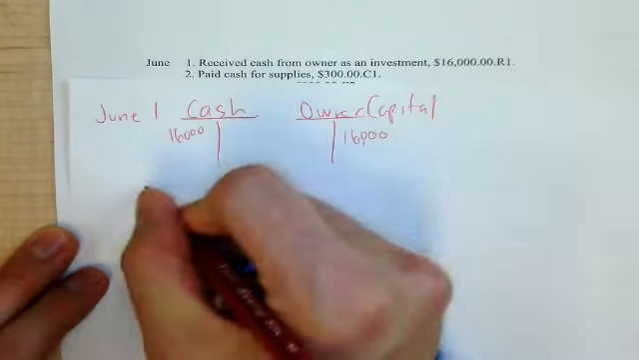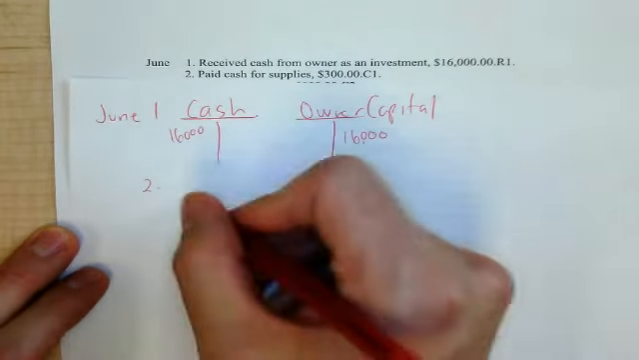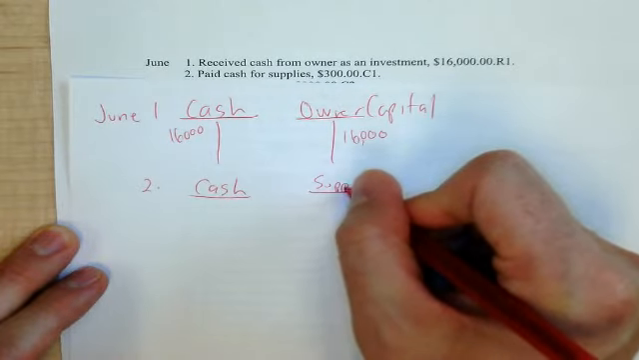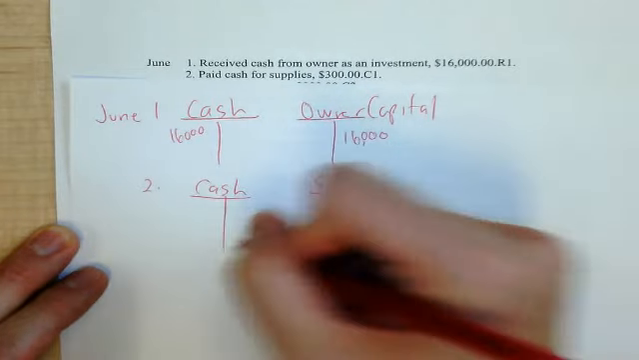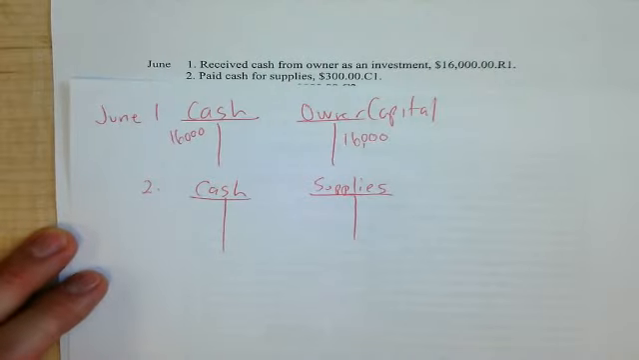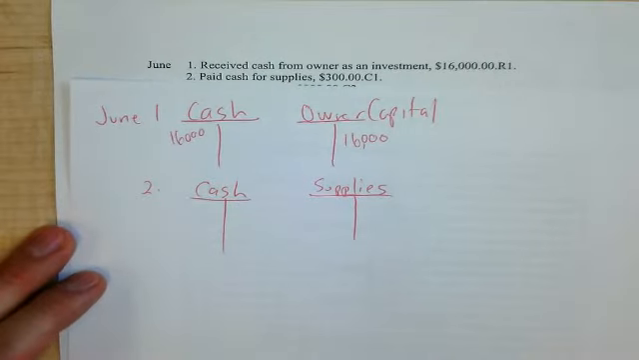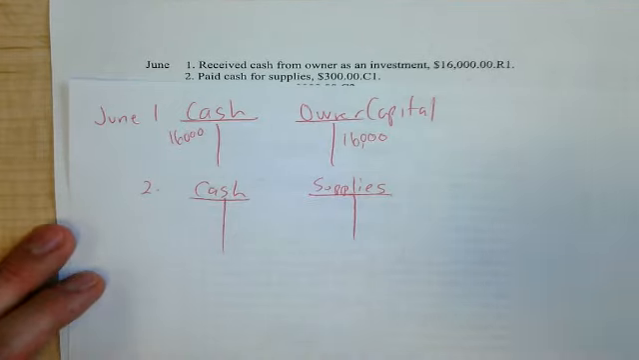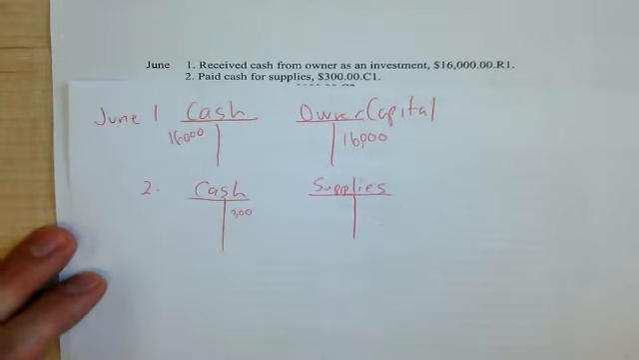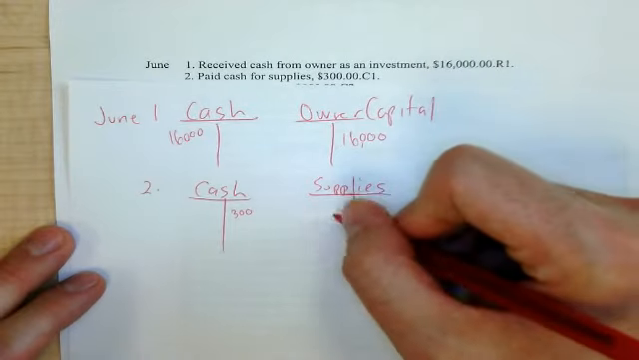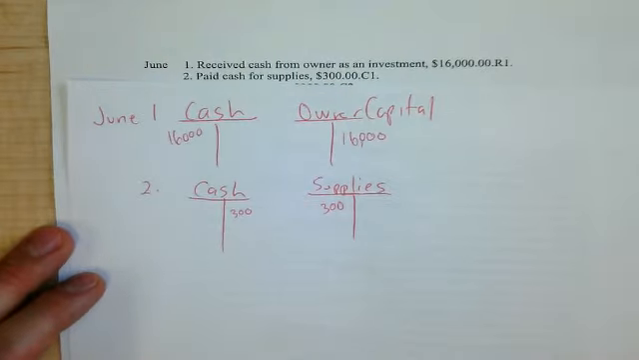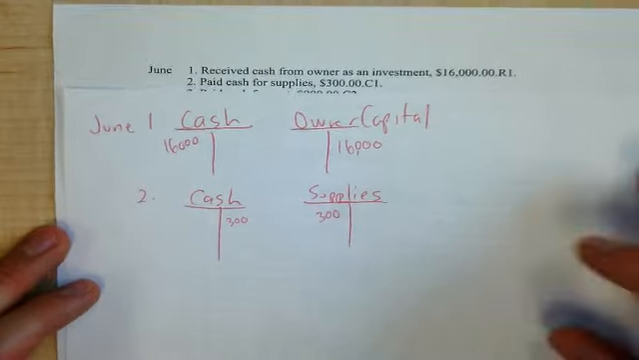June 2nd. Paid cash for supplies. I know we're going to have cash. I know we're going to have supplies. If I paid cash, is my cash going up or down, everybody? Down. So is it a debit or a credit? Credit. Supplies, the asset is going up. Debit. Okay. Stay frosty. I'm going to start calling on people.